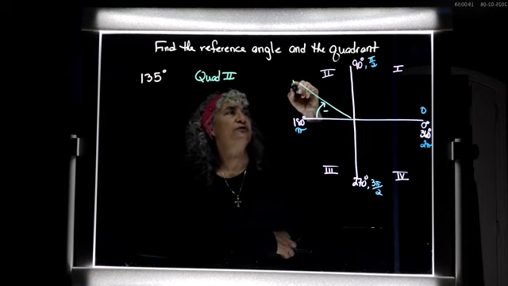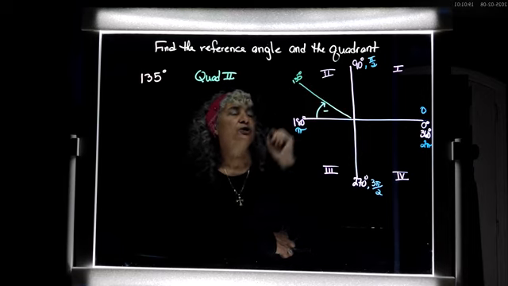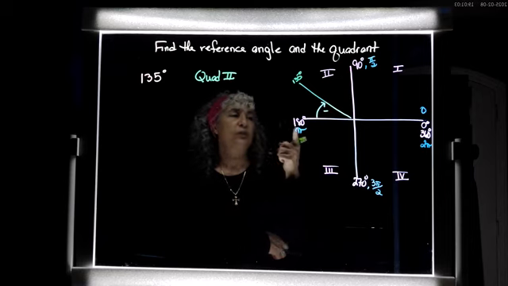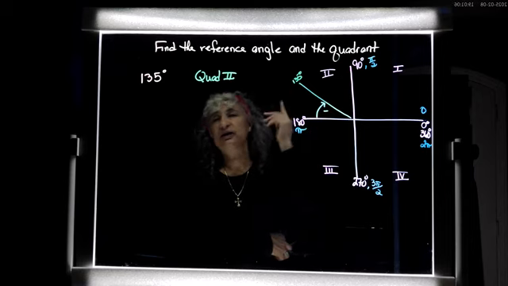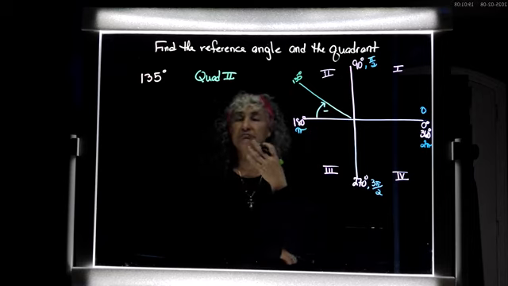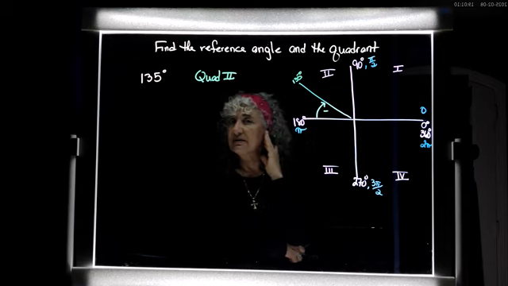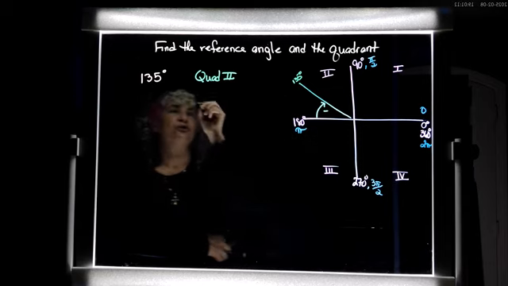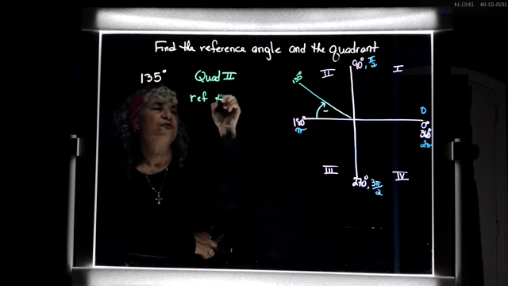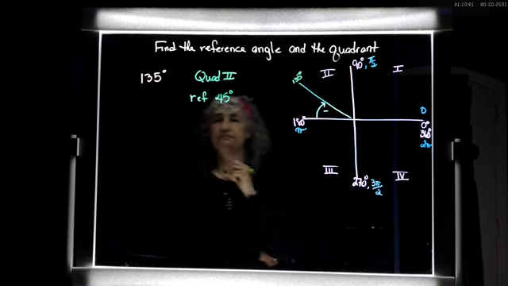All right, so here's the deal. We know 135 degrees is in quadrant 2. The question is, 180 degrees minus what is 135 degrees? What was that? 45 degrees. Your reference angle is a 45-degree angle.